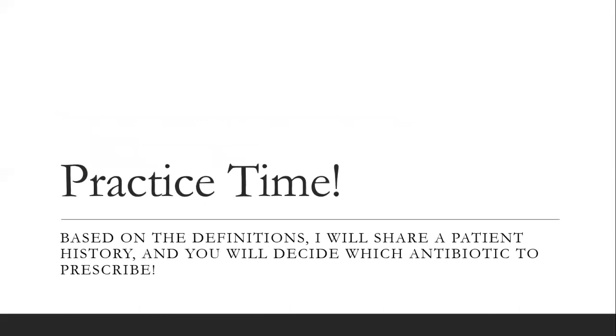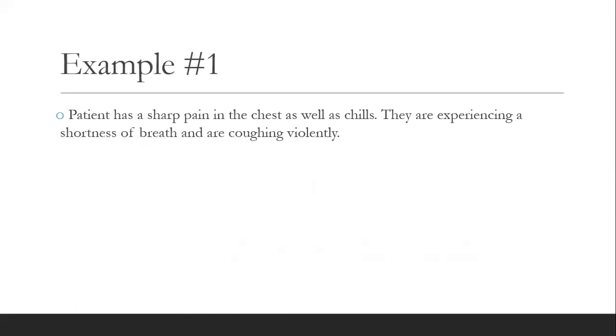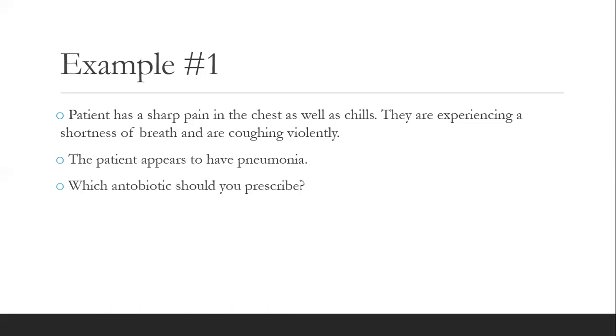Now it's practice time. Based on the definitions I have provided earlier, I will share a patient history and you will get to decide which antibiotic to prescribe. Now, example 1. The patient has a sharp pain in the chest, as well as chills. They are experiencing a shortness of breath and are coughing violently. The patient appears to have pneumonia. Which antibiotic should you prescribe? I'll give you a minute to think about it, or go back in the video to look over the definitions.